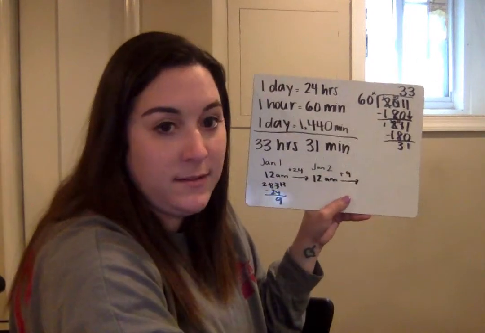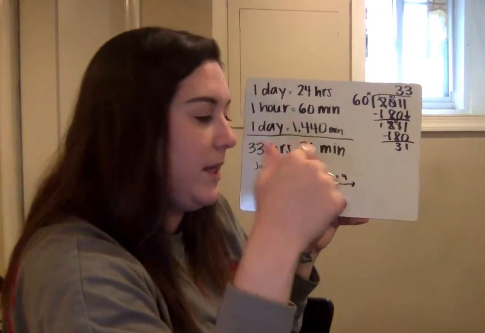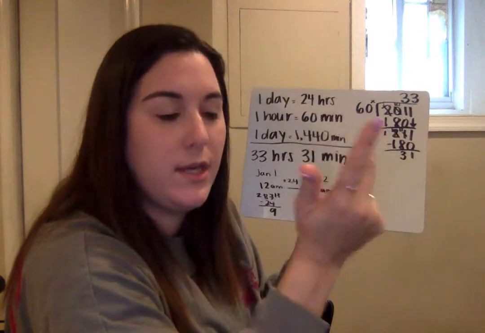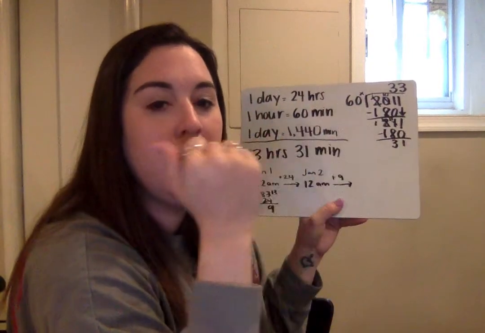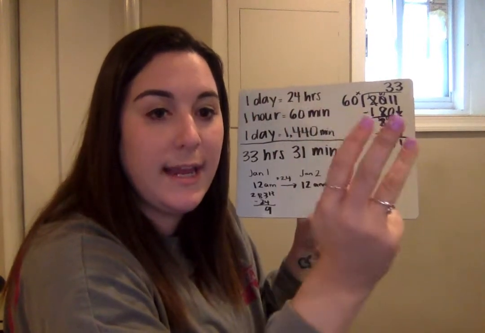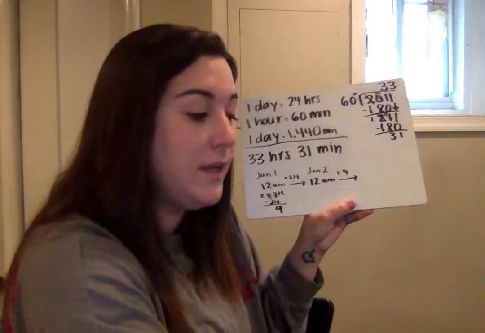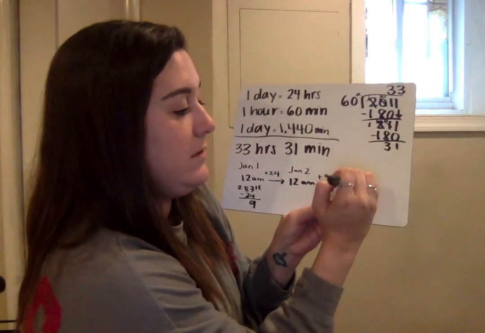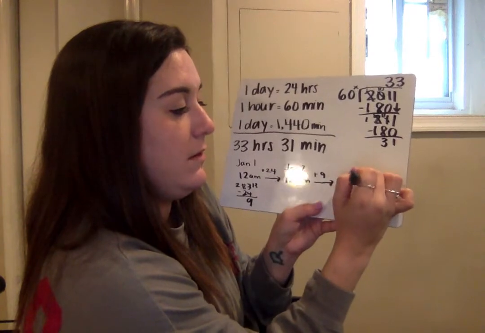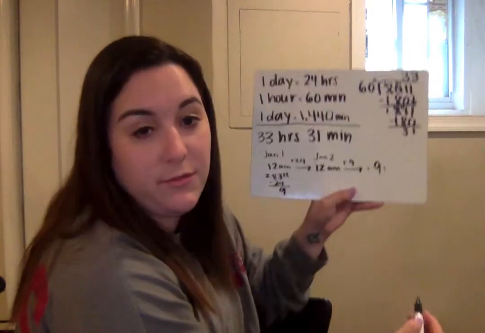Because that's going to get me to 33. So if I go from 12 a.m. to 9 and count 9 more hours, I'm going to go, okay, 1 a.m., 2 a.m., 3 a.m., 4 a.m., 5 a.m., 6 a.m., 7 a.m., 8 a.m., 9 a.m., okay? So now it is 9 o'clock in the morning, okay? And I've spent my 33 hours.